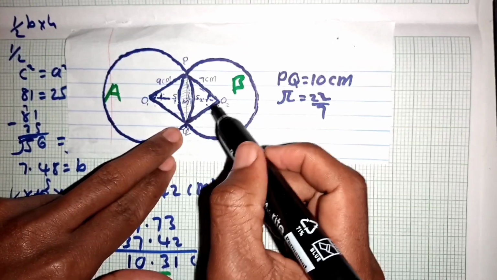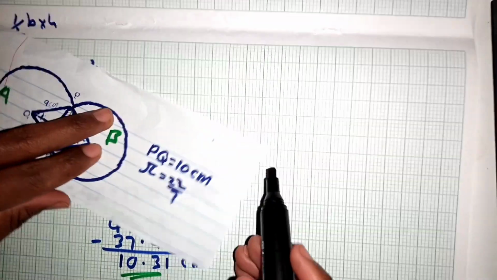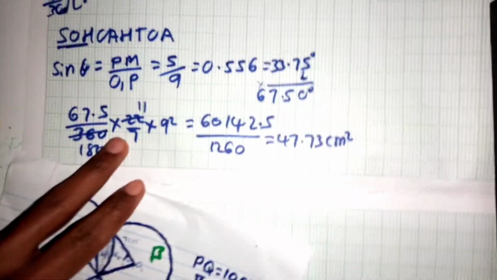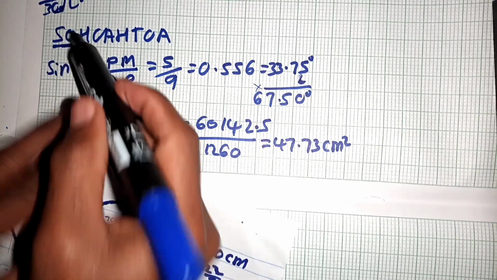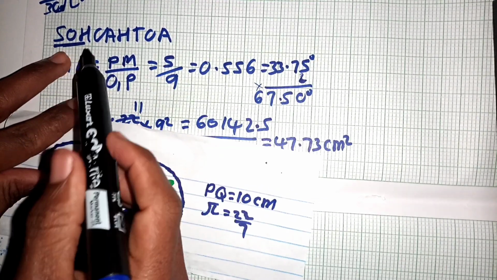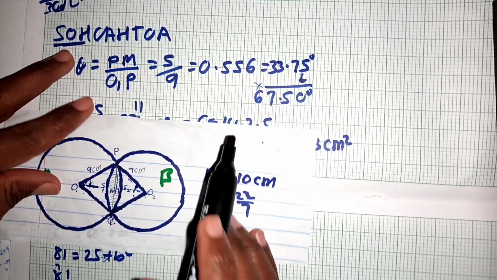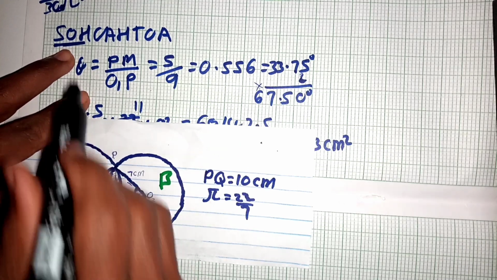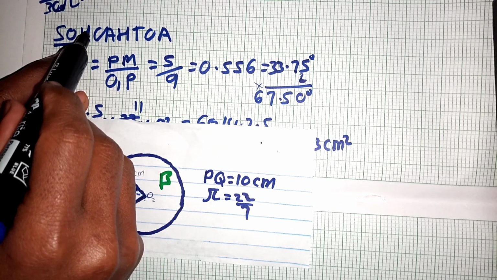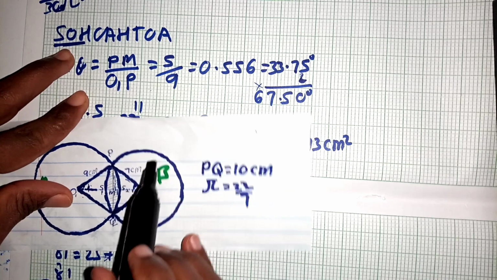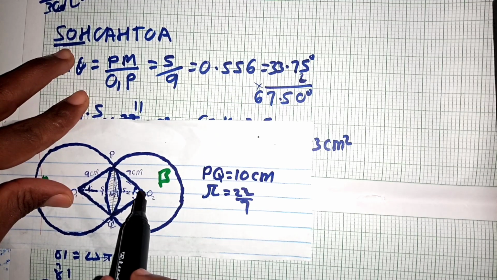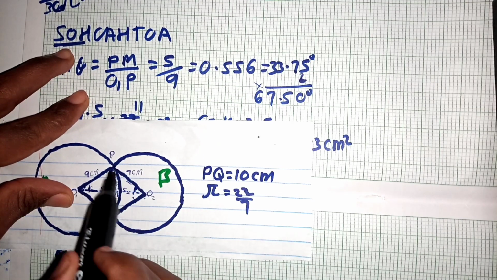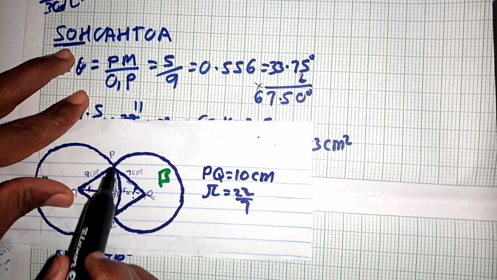The area of this sector here, we are going to use SOHCAHTOA. We have seen SOHCAHTOA here: opposite over adjacent. Sorry, opposite over hypotenuse. So this is our hypotenuse, the longest side, is 7, and opposite is 5.